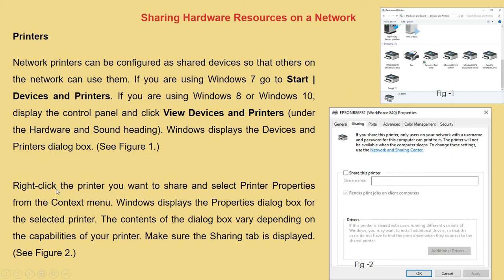Now right click the printer you want to share and select Printer properties from the context menu. Windows displays the properties dialog box for the selected printer. The content of the dialog box varies depending on the capabilities of your printer, and make sure the Sharing tab is displayed.